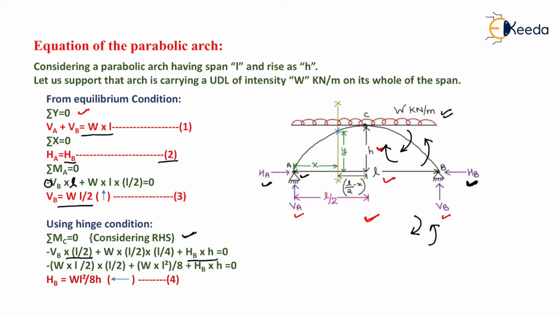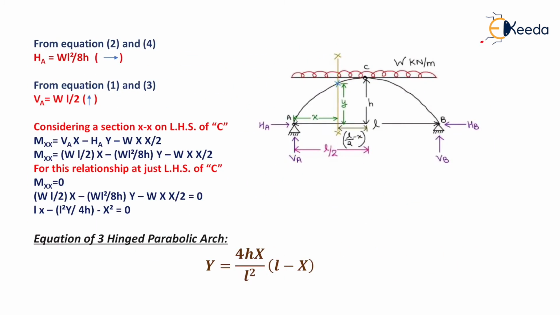Now by solving this and putting the value of VB in this equation, we get HB is equal to WL square by 8H in the leftward direction. By using equations 2 and 4, we get HA is equal to WL square upon 8H in the rightward direction. From equations 1 and 3, we get VA is equal to W into L by 2 in the upward direction. So VA is equal to WL by 2 and VB is equal to WL by 2. Similarly, HA and HB are equal to WL square by 8H.